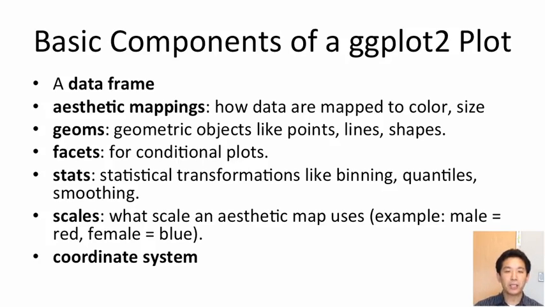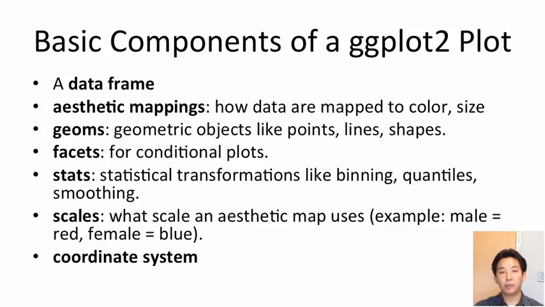Some of the basic components of a ggplot graphic are, you need data. Of course, the data is the most important thing. That's what you're going to put onto the page. So you need to have a data frame that has all the data that you're going to plot in it. You need something that's called an aesthetic mapping. These describe how the data are mapped to things like colors and sizes and points. Geoms are specific objects that you're going to put onto the page, things like points or lines or tiles or shapes or whatever you have.